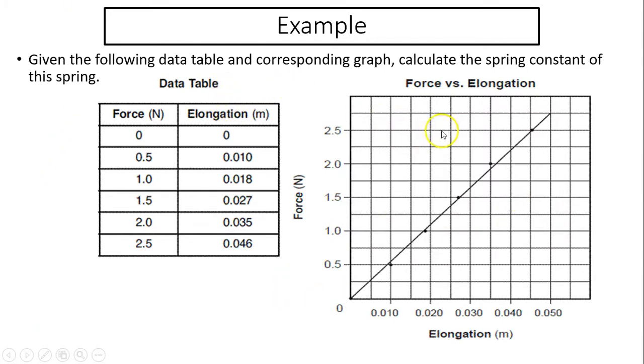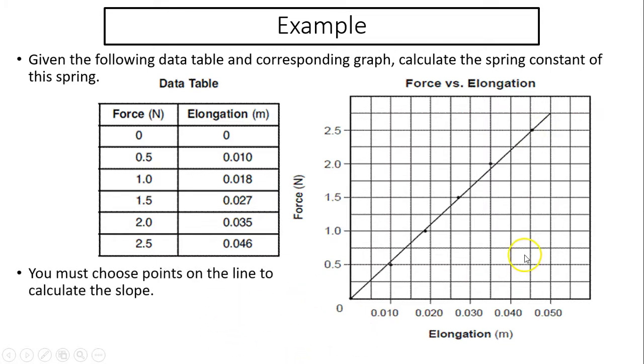Let's take a look at this example. Given the following data table and corresponding graph, calculate the spring constant of this spring. Here's the data table, here is the graph. So the spring constant is the slope. Remember, in order to calculate the slope, we must always use the data on the graph. So we can't use this data. All the others are questionable. Even this one, it barely touches. So the best data to use is this 0, definitely on the graph. The last point is also on the graph. You must choose the points on the line. So those are the points I'm going to use.